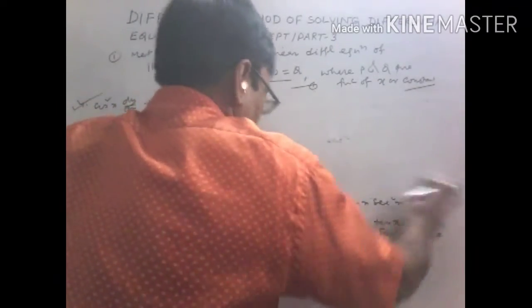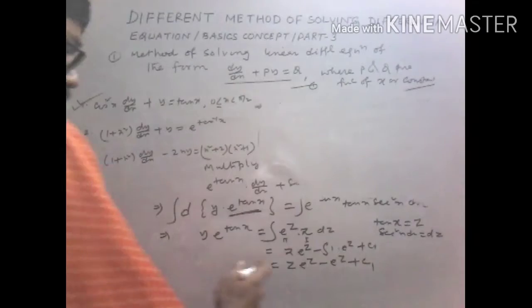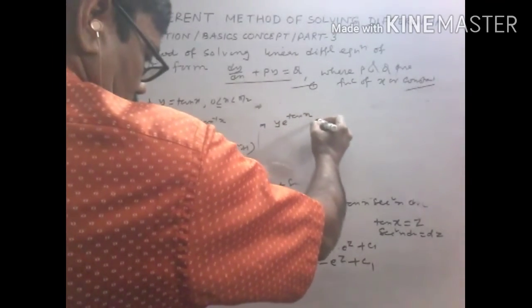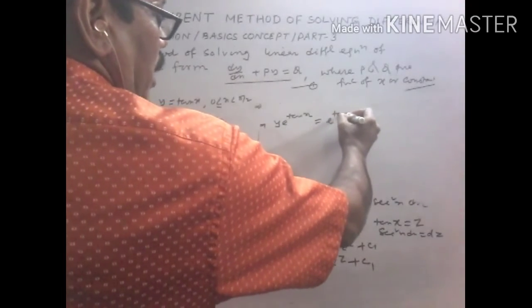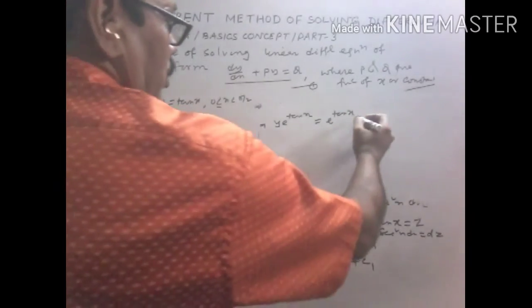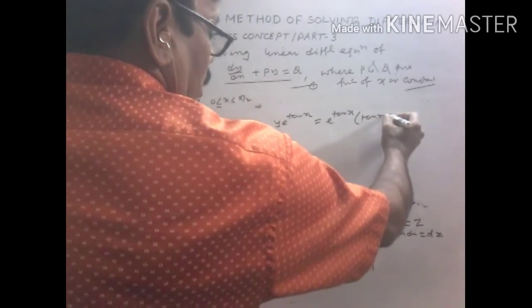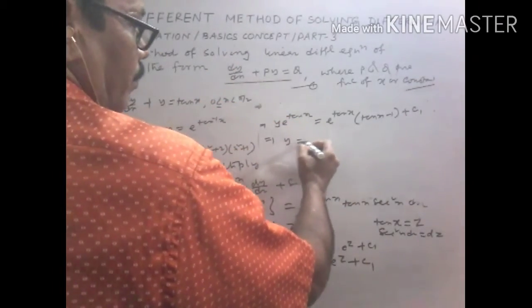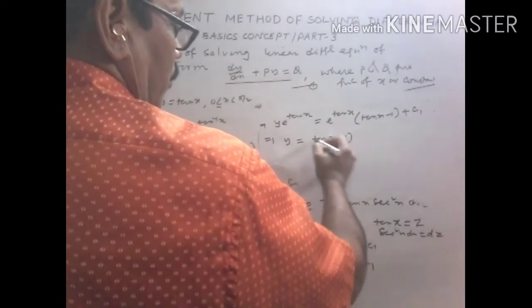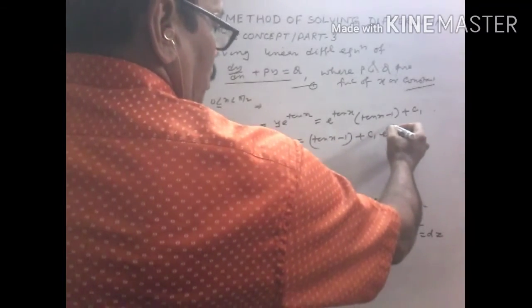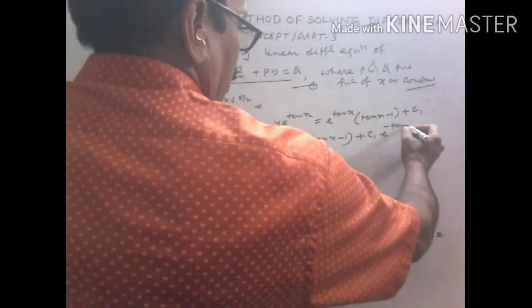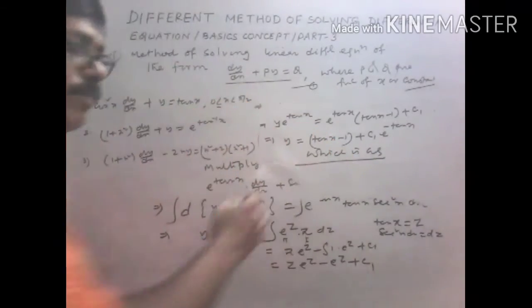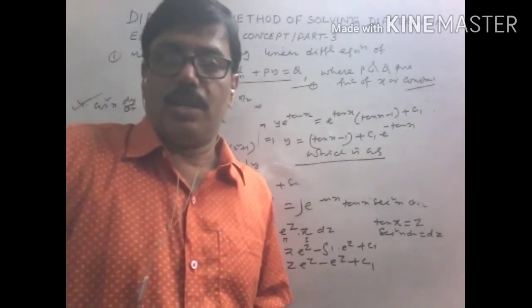So finally what are we getting? Look, y into e to the power tan x. Taking e to the power z common, e to the power tan x into tan x minus 1 plus c1. So y equals tan x minus 1 plus c1 into e to the power minus tan x, which is the general solution.